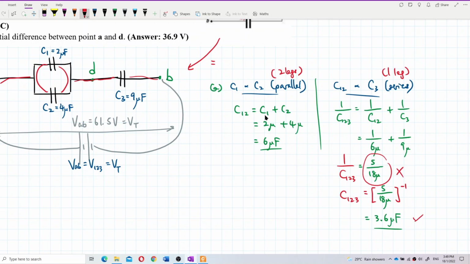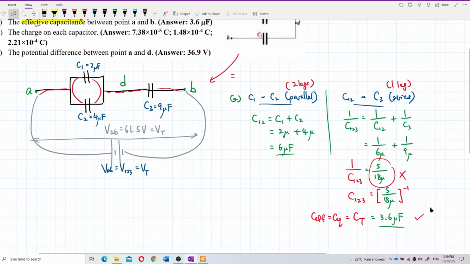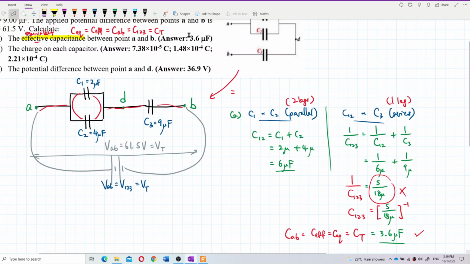That's the effective or equivalent capacitance, the C total, or C123. Whatever name you want to put, or you can put it as CAB also. So is the answer correct? Yes, 3.6 microfarad. That's correct.